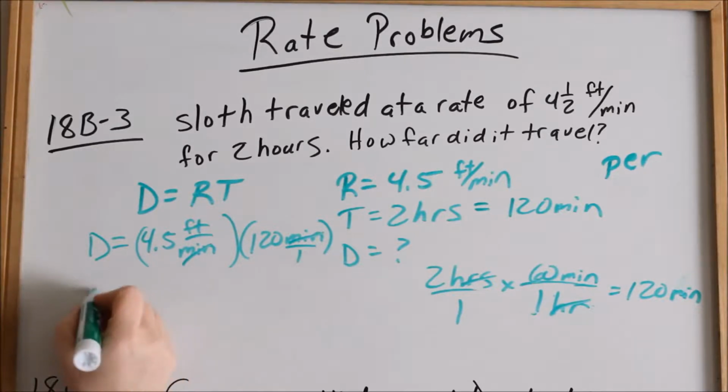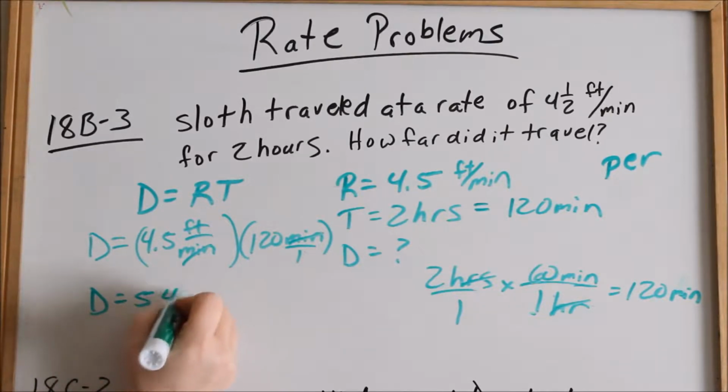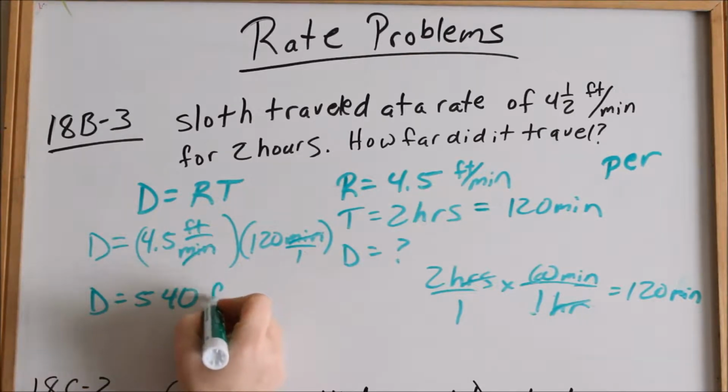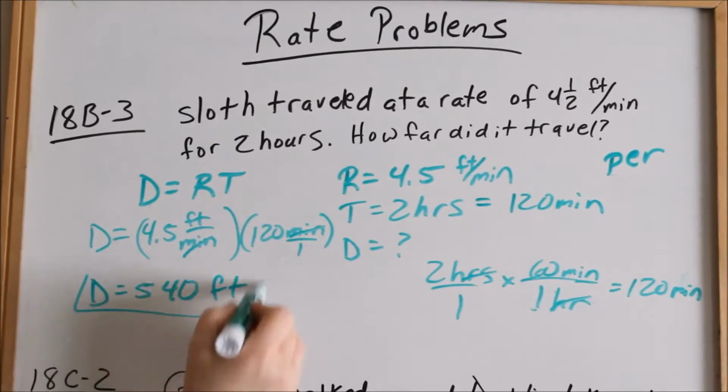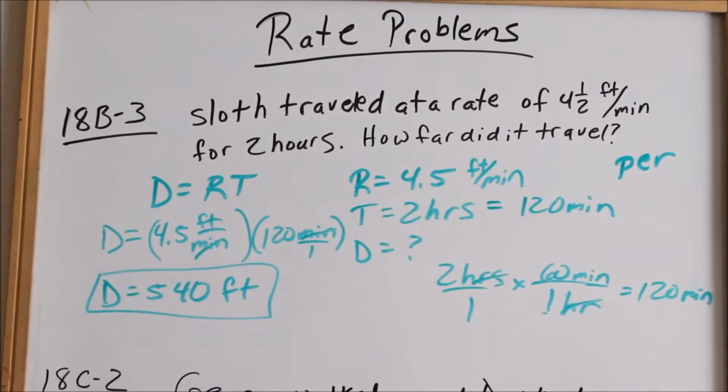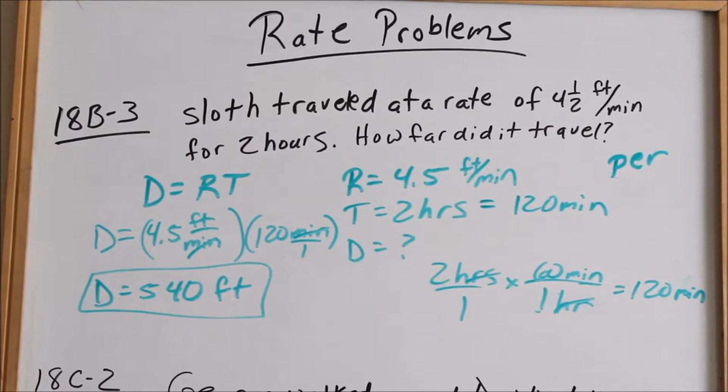And that comes out to 540. And the only unit you have left is feet because the minutes canceled. It's always important to put your units on these problems. So the sloth traveled 540 feet.